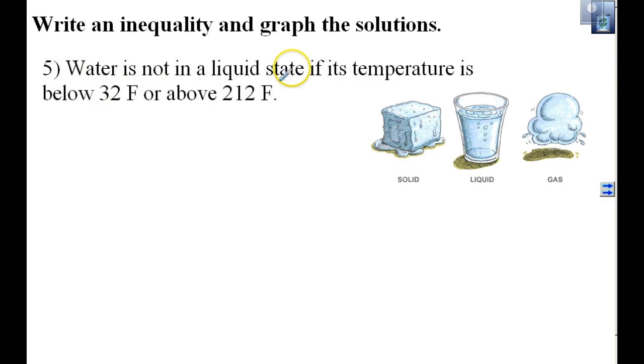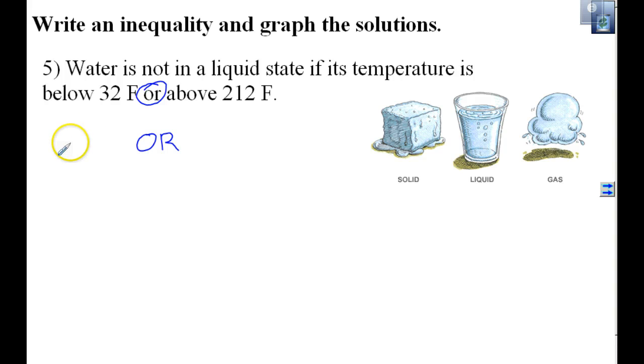Okay. Look at a few of the others. Water is not a liquid state if its temperature is below 32 degrees Fahrenheit or above 212 degrees Fahrenheit. Good hint right here. Or. So how would you write below 32 degrees? What inequality sign? Greater than, less than or equal to, greater than or equal to? Yeah, just less than. It doesn't say inclusive, right?